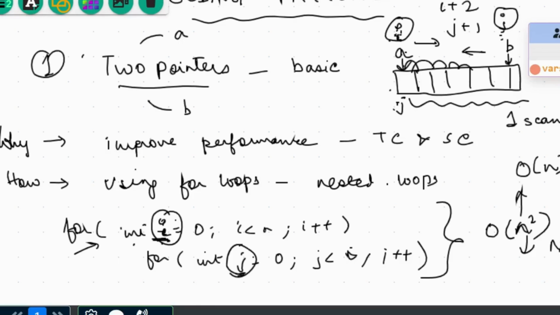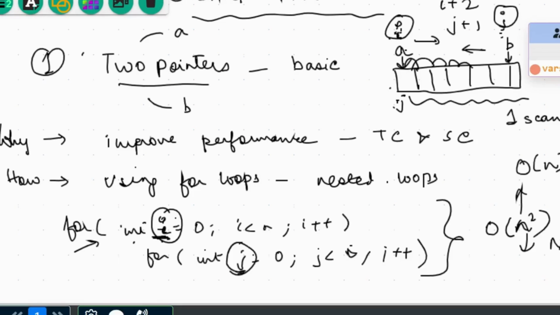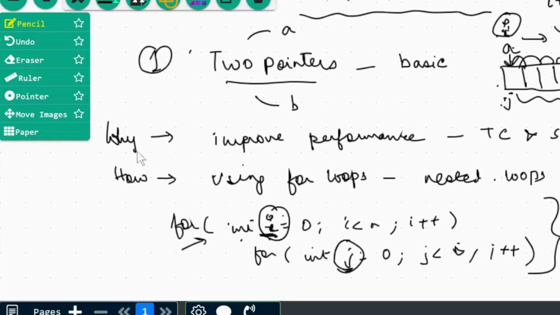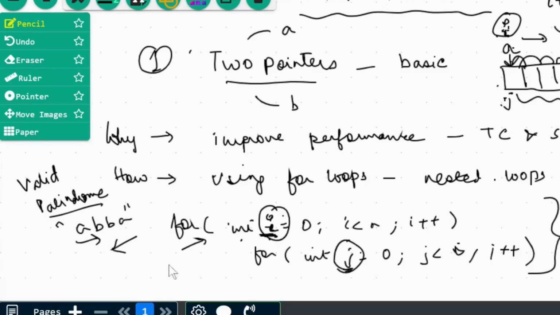Now the question comes, what are the classic examples? Let me give this example of a valid palindrome. So what is a palindrome? Let's say we have a string like this, ABBA. Palindrome means something that reads the same forward and backward. So ABBA, in the forward direction it is the same, and backward also it's the same.